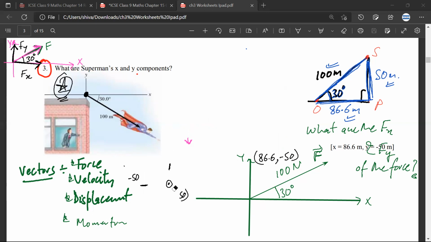See, what we need to understand is that the force is a vector for a momentum. Is it making sense? Yes, sir. So they can give us any vector and they can ask the x and the y component. Are we clear? Yes, sir.